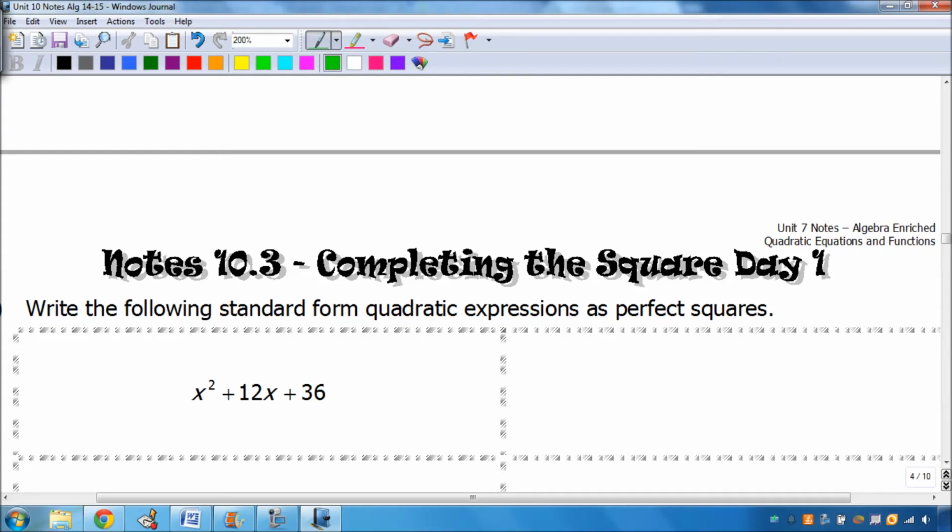All right, we are on page 5 of our notes. We're looking at notes 10.3 about completing the square. This is our first day of multiple days of looking at completing the square.